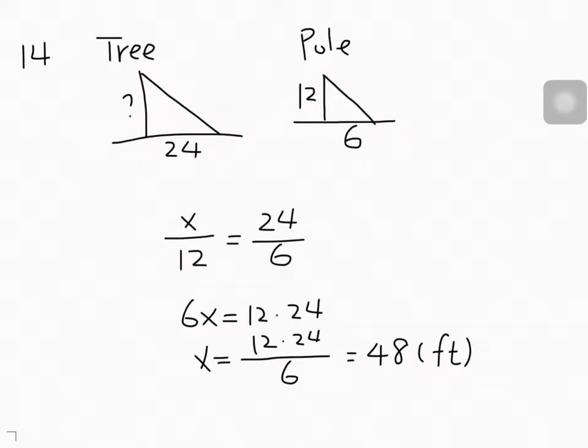Number 14. A tree casts a 24-foot shadow at the same time that a 12-foot pole casts a 6-foot shadow. How tall is the tree? So I'm giving myself a diagram. I don't know the height of the tree, so I mark it as a question mark. It casts a shadow of 24 feet. The pole is 12 feet high with a shadow of 6 feet. So how do I set up the equation? X over 12. So height over height equals shadow over shadow, which is 24 over 6. Solve for x. X equals 48 feet.